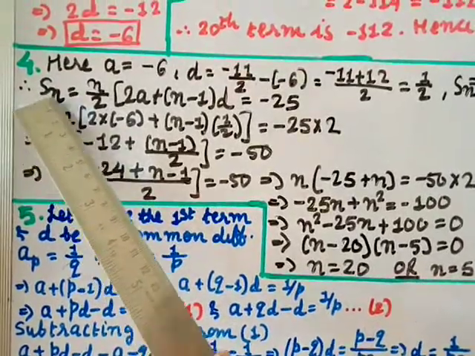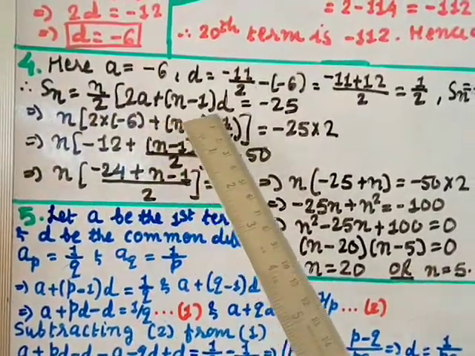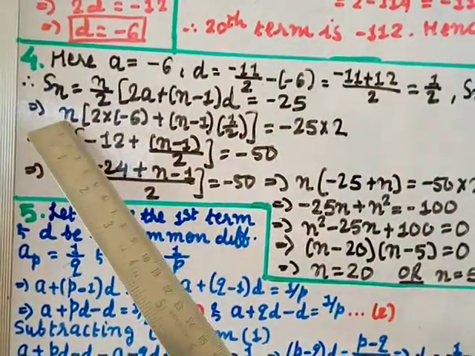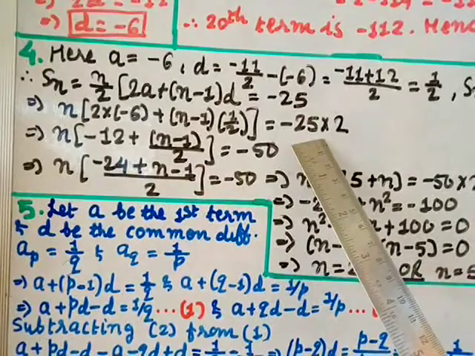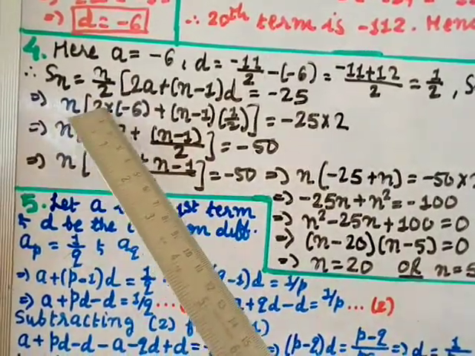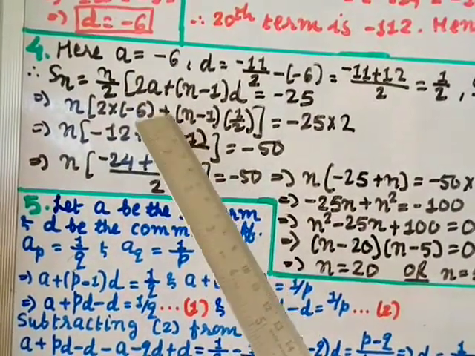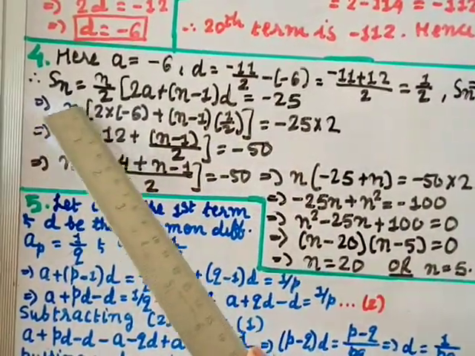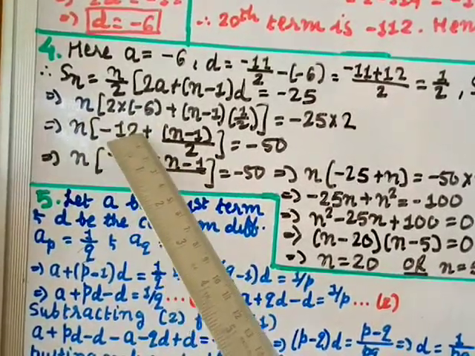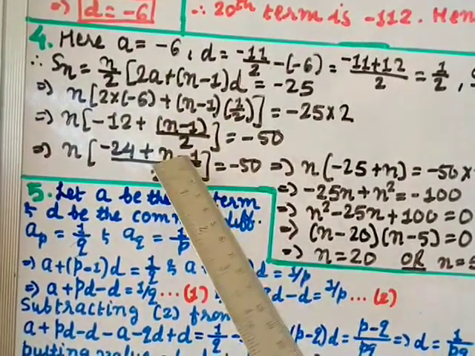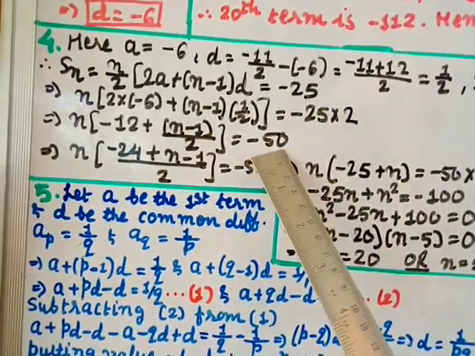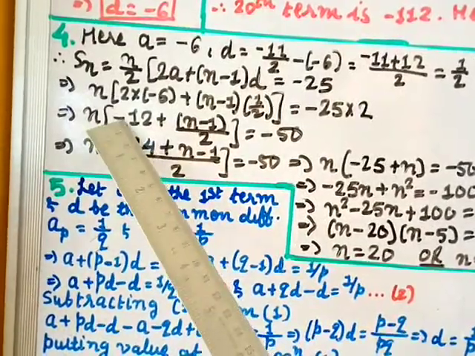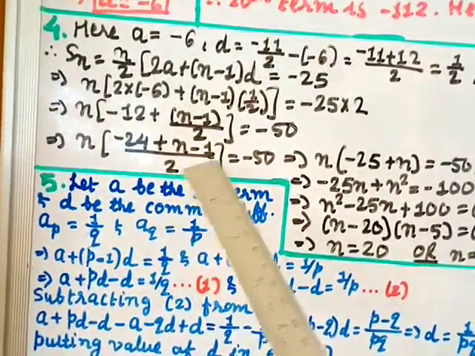So we use the formula Sn = n/2 [2a + (n - 1)d], and Sn is given to us as minus 25. So n as it is, these 2 I am transferring here and multiplying with 25, minus 25. Here 2 as it is into a, which is minus 6, plus (n - 1) as it is, and the common difference is 1/2. So put 1/2 here. So n as it is, 2 into minus 6 is minus 12, plus (n - 1) divided by 2, equal to this product, minus 50. I take LCM here, so 12 into 2 is 24, but it is negative, plus (n - 1) divided by 2, equal to minus 50.